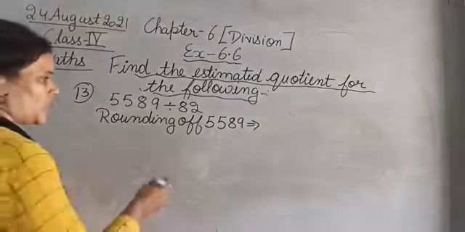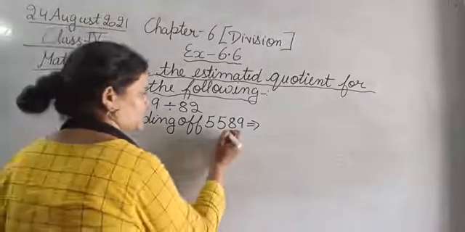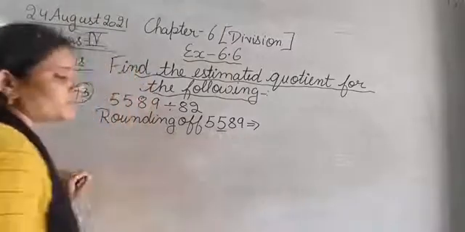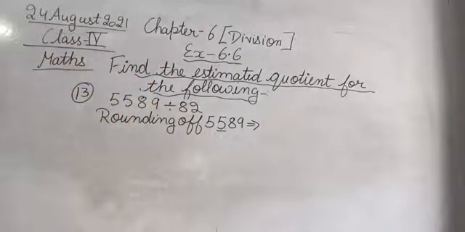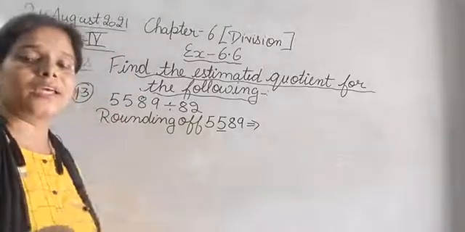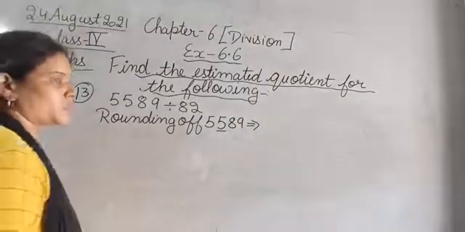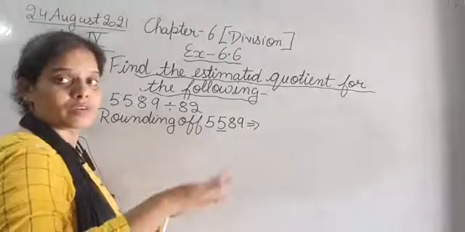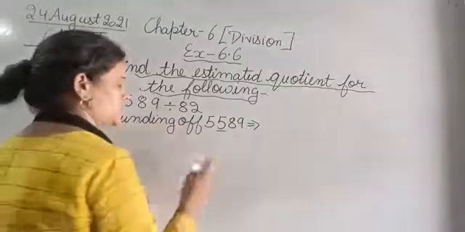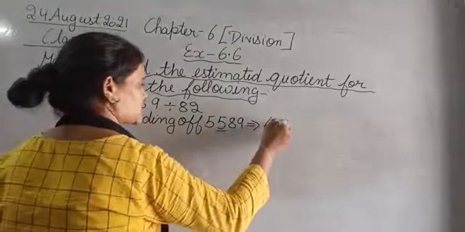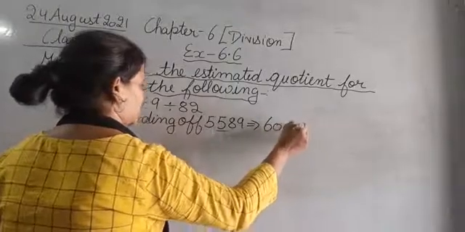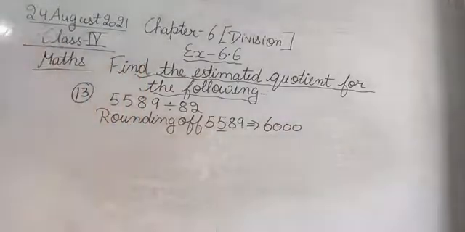So we will round off to the nearest 1000. That means we will observe the digit that is at hundreds place. At hundreds place we are having 5, and look, 5 or more than 5 means we will round it off to the next 1000. So this will be 6,000. So 5,589, after rounding off, will become 6,000.